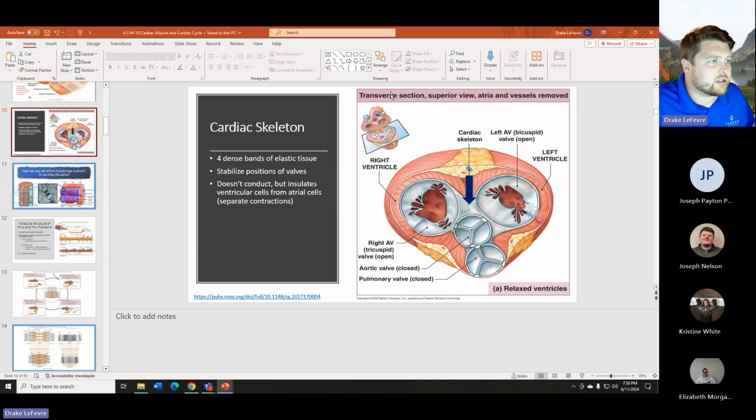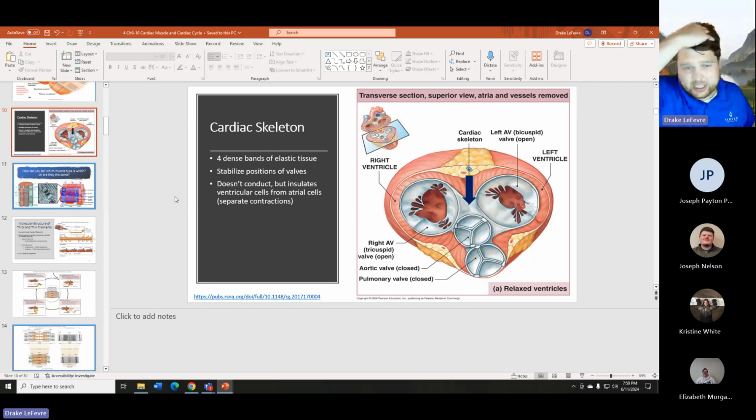This I'm going to mention here. This is more anatomy kind of stuff, but it comes into play a little bit later on. We have this thing called the cardiac skeleton. The cardiac skeleton is this elastic tissue. It holds the valves in place where they're supposed to be, and it also separates our atria from the ventricles. Okay? We'll learn why that's super important.